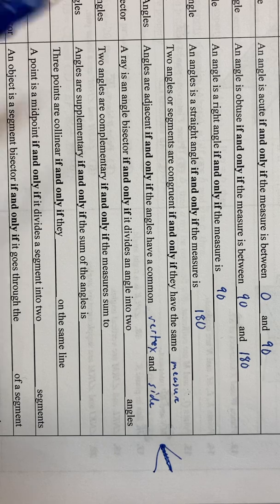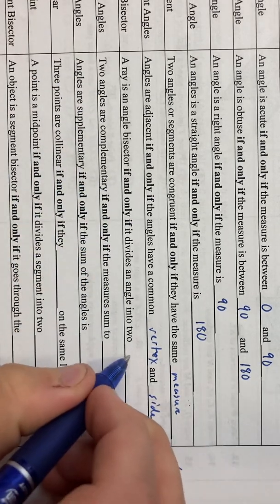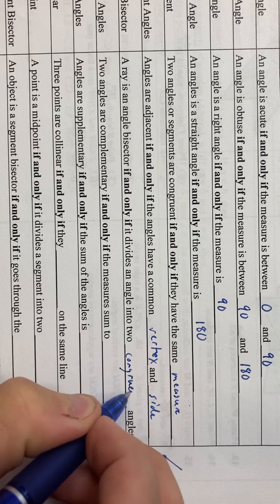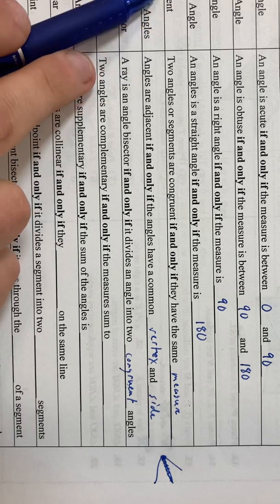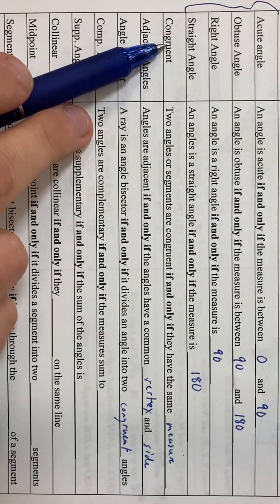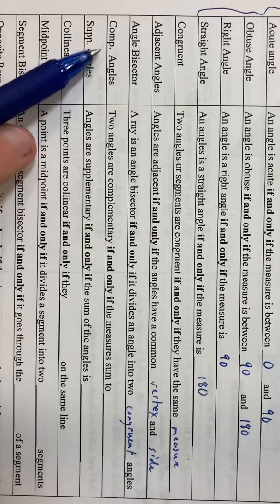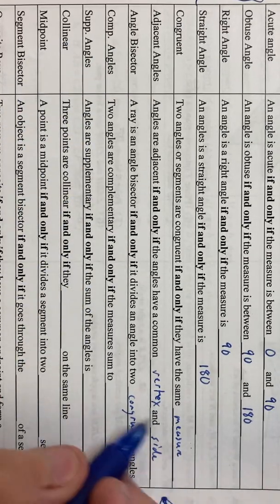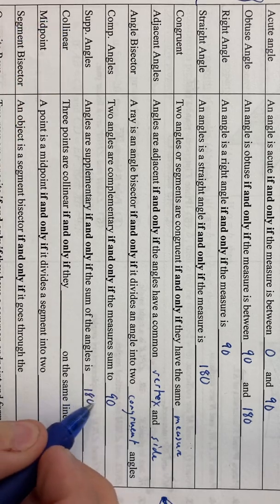Angle bisector. If it divides an angle into two congruent angles. See, now I can use this word since I defined it up here. I can now use that word to make new words. Complementary angles, if they sum to 90. Supplementary angles, if they sum to 180.